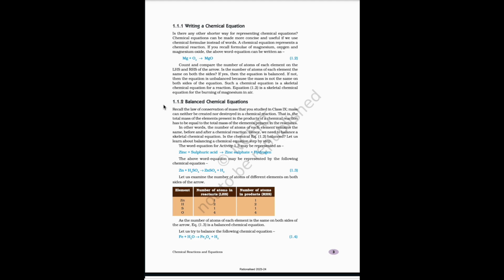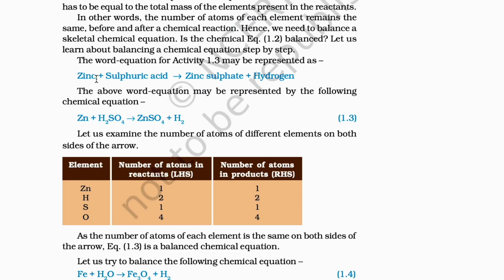Is the chemical equation 1.2 balanced? Let us learn about balancing a chemical equation step by step. The word equation for activity 1.3 may be represented as zinc plus sulfuric acid converts to zinc sulfate plus hydrogen. The above word equation may be represented by the following chemical equation. Zn + H2SO4 converts to ZnSO4 + H2.